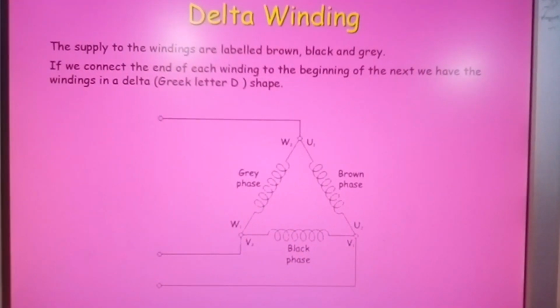Now the supply to the windings is labeled brown, black, and gray. If we connect the end of each winding to the beginning of the next, we have the windings in a delta Greek letter shape.